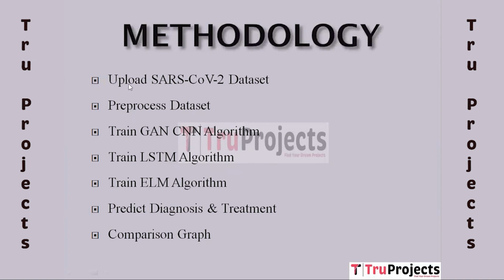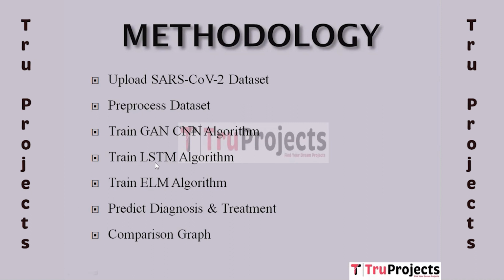The first module is upload SARS-CoV-2 dataset. Using this module, we will upload dataset to application. The second module is pre-process dataset. Using this module, we will read all images from dataset and then resize all images to same size and then normalize all images pixel values between 0 and 1 and split dataset into train and test sets. The next module is train GAN-CNN algorithm. The previous module's final dataset will be input to GAN-CNN algorithm to train GAN model and calculate its prediction accuracy.